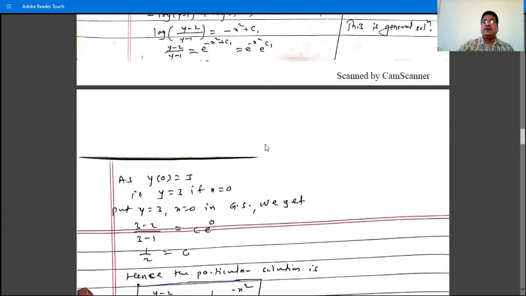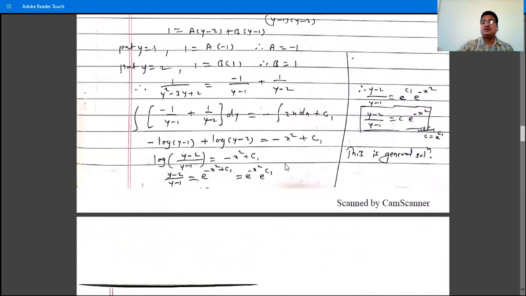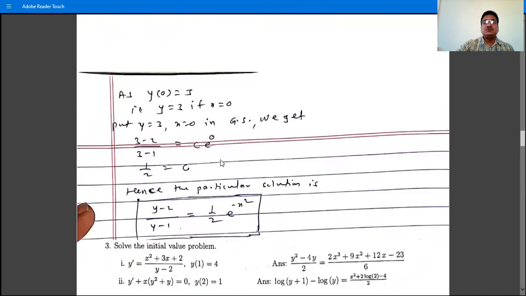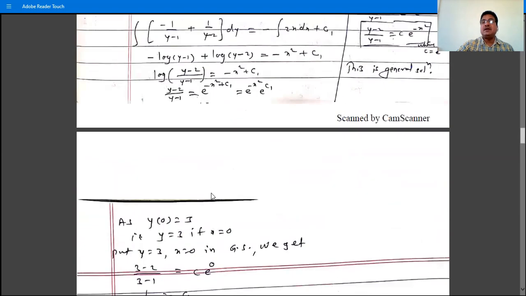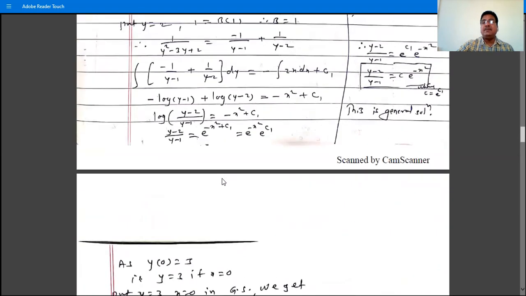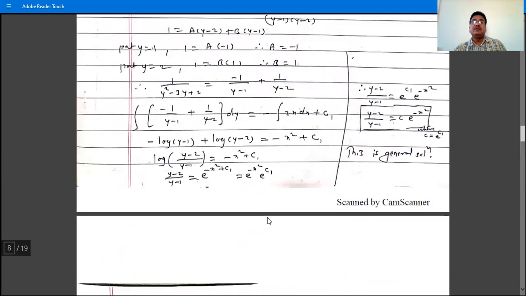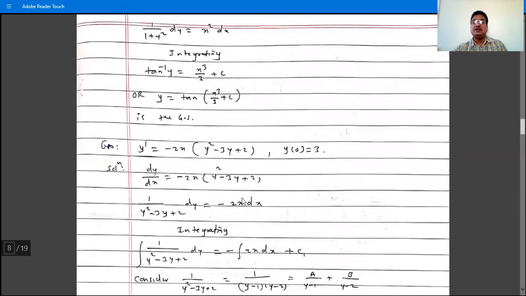3 minus 2 divided by 3 minus 1 is equal to c into e raised to 0, because x is 0 and e raised to 0 is 1. So this is 1 half and c is 1 half. So substitute c as 1 half in this general solution. So we have (y minus 2) divided by (y minus 1) is equal to 1 half e raised to minus x square. And this is the required particular solution, that is the solution with the initial condition y(0) is equal to 3.